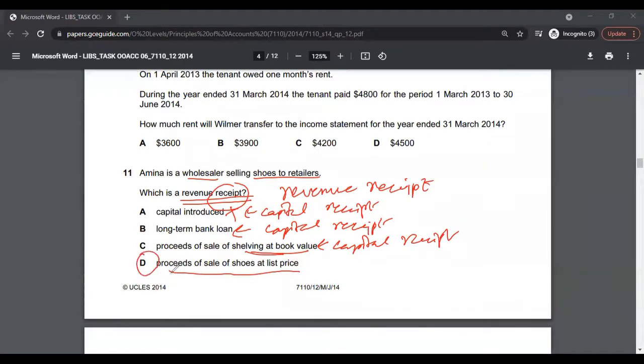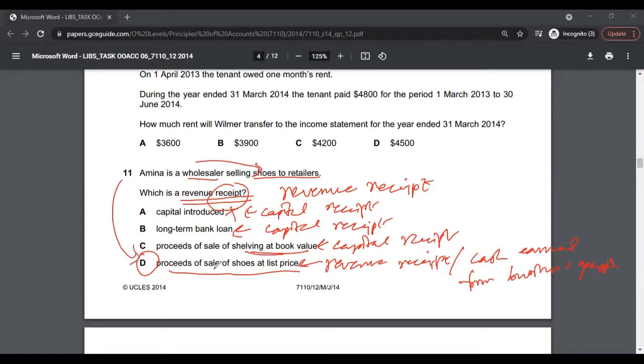Yes, the answer to multiple choice 11 is D. This is a revenue receipt. The definition of revenue receipt is cash earned from business operations. So what is the operation of Amina? Amina is a wholesaler selling shoes, and the money earned from selling the shoes is a revenue receipt. So the answer to multiple choice 11 is option D.